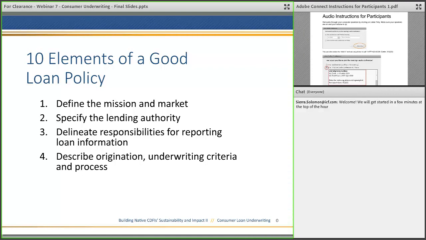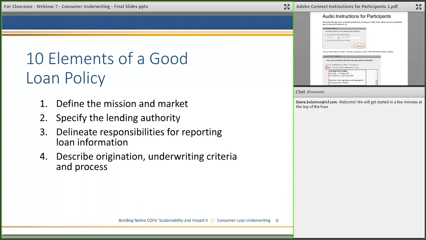The next part of a loan policy would be to describe origination, the underwriting criteria, and the whole process that goes in. Some of the things to consider under this one would be, what are the eligibility requirements for each type of loan? For example, are you only lending to tribal members? Are they specific tribal members? Are they in a specific county or a specific region? Is there a certain percentage of your loan clients that need to be Native American? And if so, what is that percentage? So basically all of that information as far as eligibility.